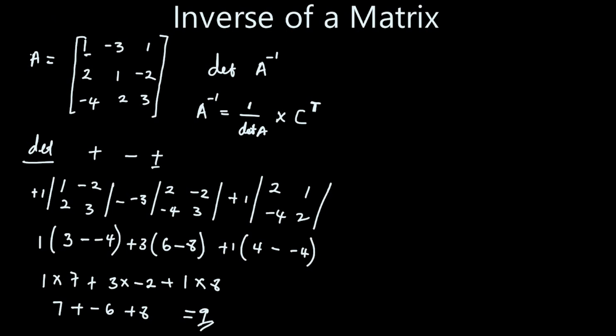So we have the determinant here being equal to 9. Now having gotten the determinant, let us proceed now and get the adjoint of the matrix.